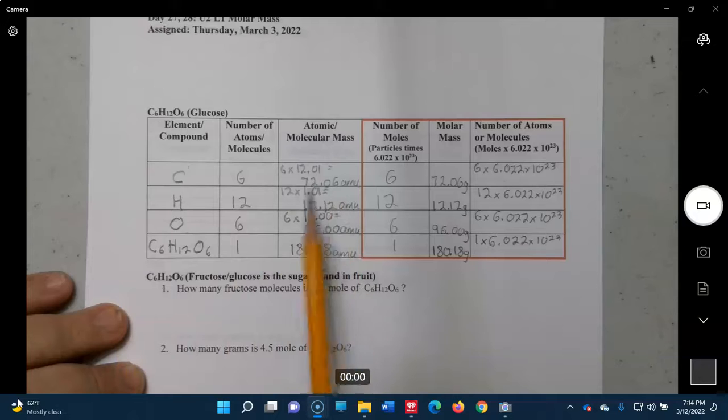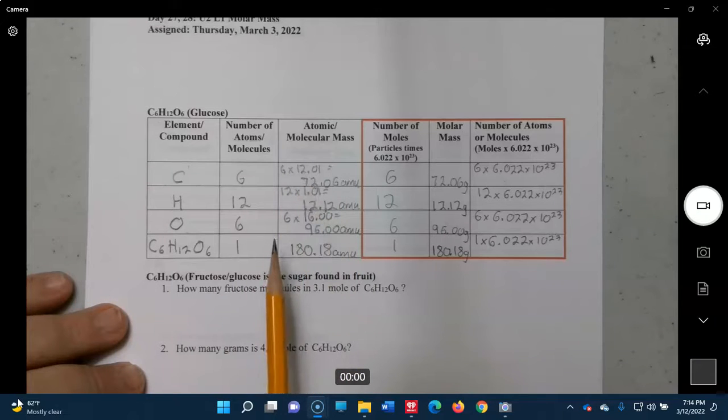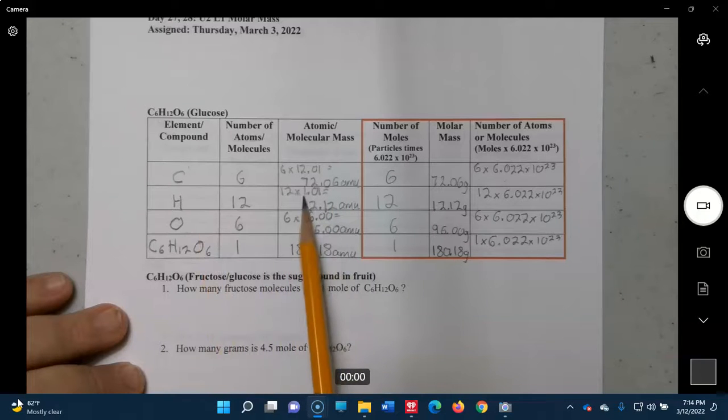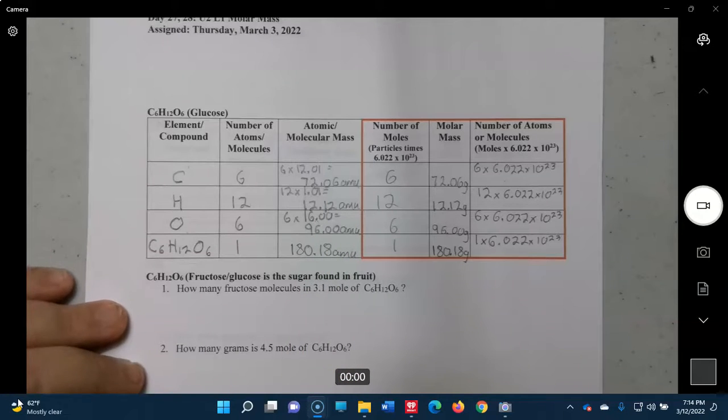So the atomic mass is going to be 6 times 12.01 from your periodic table, which is 72.06. 12 times 1.01 for hydrogen, that's also from your periodic table, is 12.12. And 6 times 16 from your periodic table is 96 AMU. You add all those up and you get 180.18 atomic mass units for the mass of a single glucose molecule.